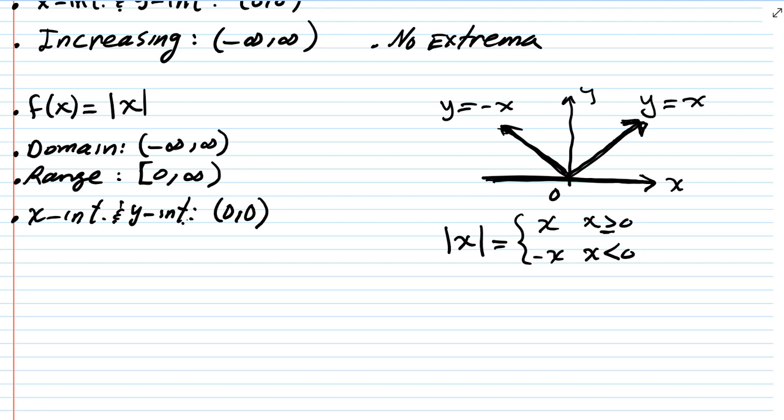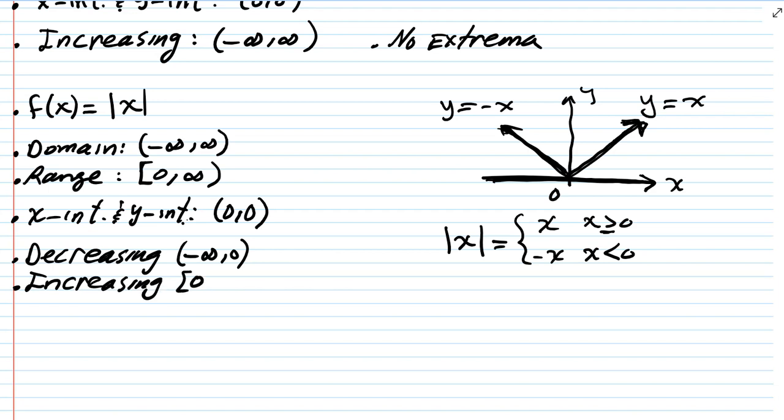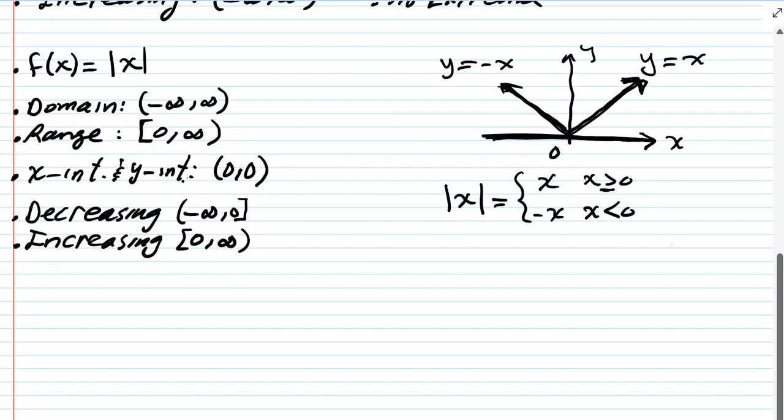Increasing, decreasing. Well, it's going to be decreasing. The function is decreasing from negative infinity to 0. And it's going to be increasing from 0 to infinity. Oops, so let me use brackets. Remember, your author in the book uses brackets to include the points. As it's increasing, as x gets to the right of 0, gets larger and larger.